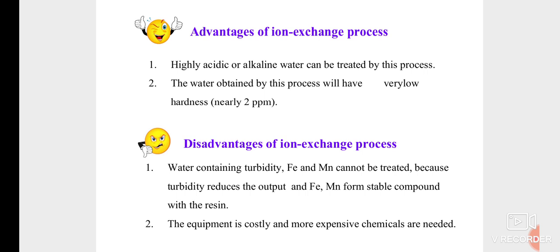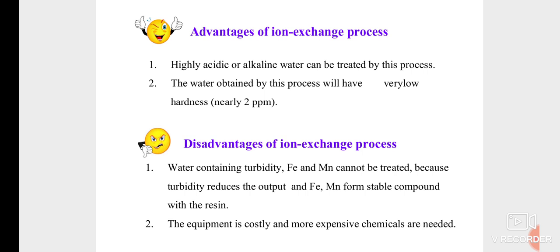Now we stop the regenerative chemicals into the column, and now we pass the raw water. Again the process will occur. This process depends on how much cation exchange resin is inside the column and how much anion exchange resin is inside the anion exchanger column. So this process will continuously occur based on the regenerative chemicals.